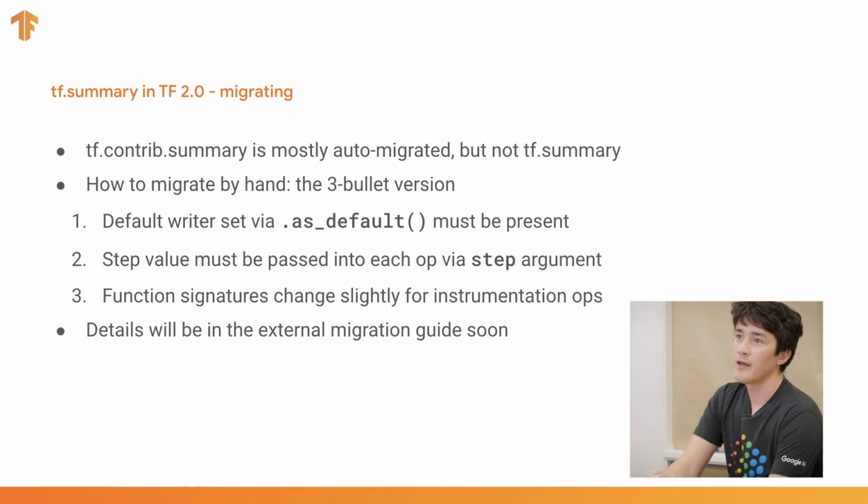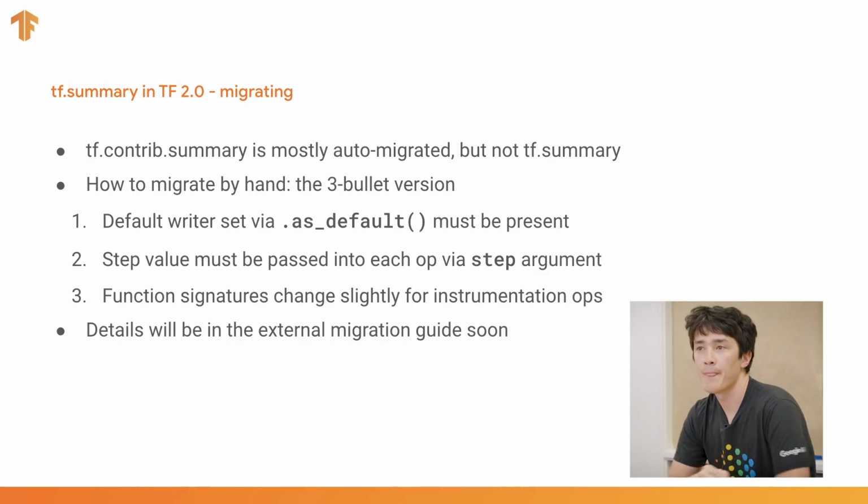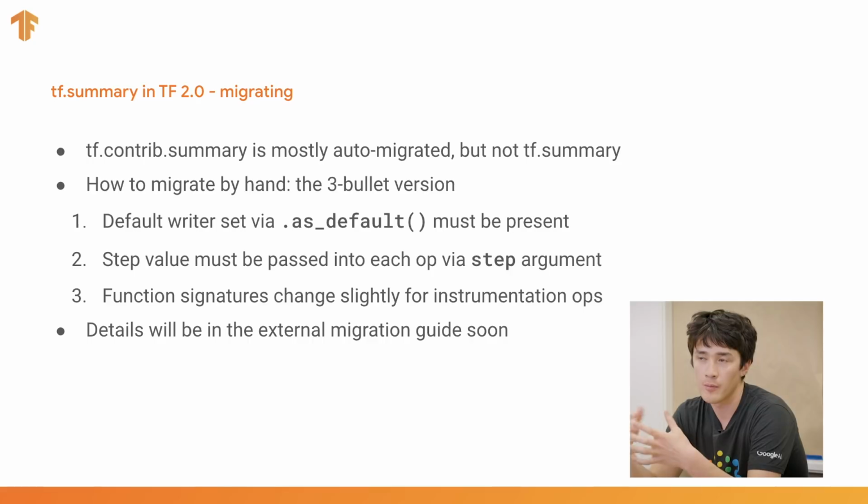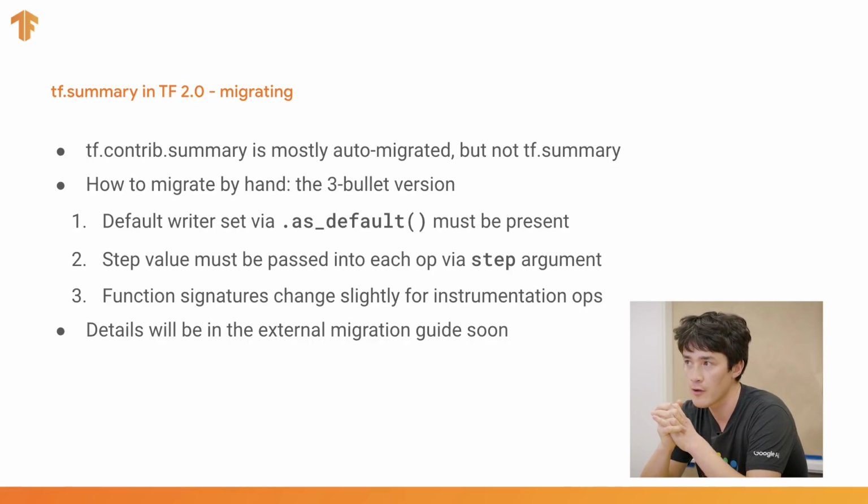So how do you get to TF 2.0? The contrib summary API is close enough to the 2.0 summary API that we mostly auto-migrate this in the TF upgrade v2 migration script. But tf.Summary in 1.0 is sufficiently different on the writing side that we can't really do a safe auto-migration. So here's the 3-bullet version of how to migrate by hand.